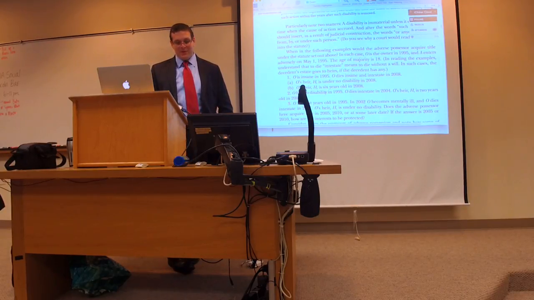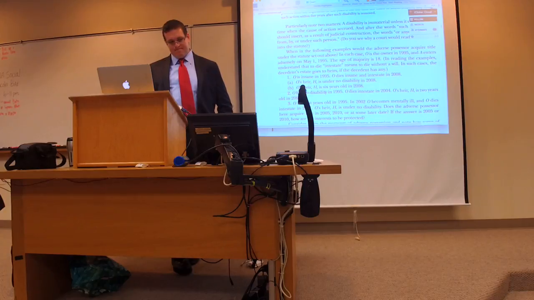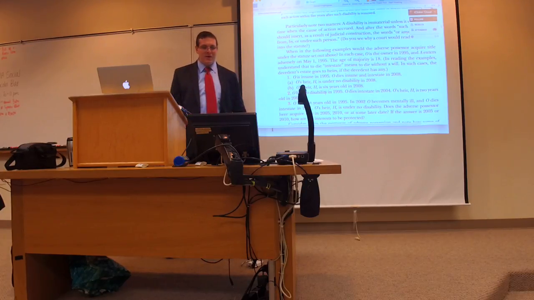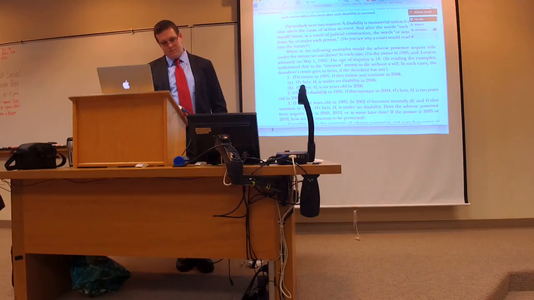When in the following examples the adverse possessor acquired title under the statute set out above, in each case, O is the owner in 1995, and A entered on May 1st, 1995. The age of majority is 18. And reading the example, understand that to die intestate means to die without a will. In such cases, the decedent's estate goes to heirs. Okay. So read question number 1 now. O is insane in 1995. O dies insane and intestate in 2008.